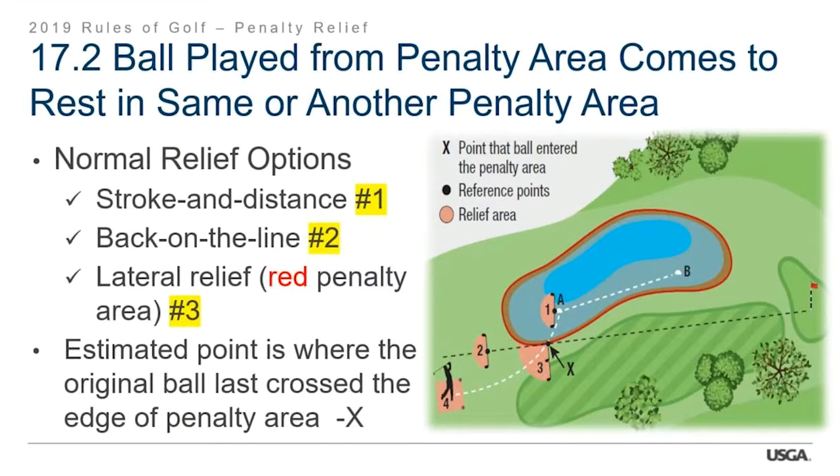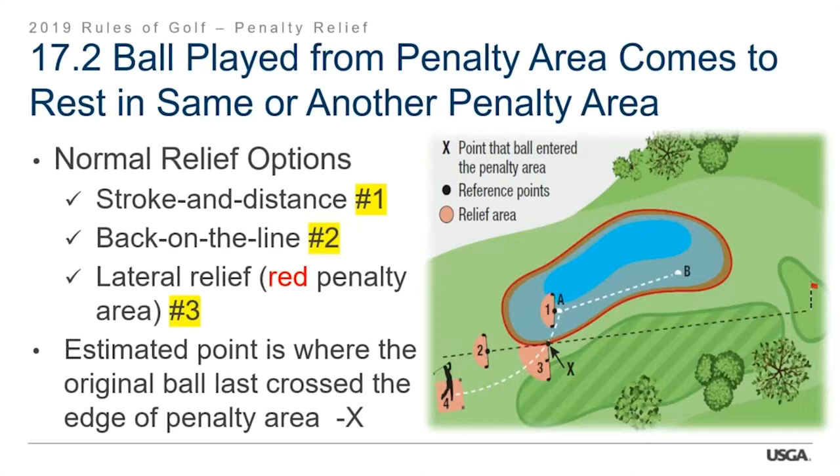17.2 is the rule that we have where if we've played a ball from a penalty area and it comes to rest in the same penalty area or another penalty area or becomes lost or out of bounds, what are our options? And this rule can get a little complicated, but there are some good examples in the rules book, some images and some diagrams that we have here. When your ball is played from a relief area, as we have here, where the player has played their first stroke to point A and plays from A to B, that ball is still in the same penalty area, but if that player doesn't want to play from position B now, that player will have those same options that we have underneath the penalty area rule.